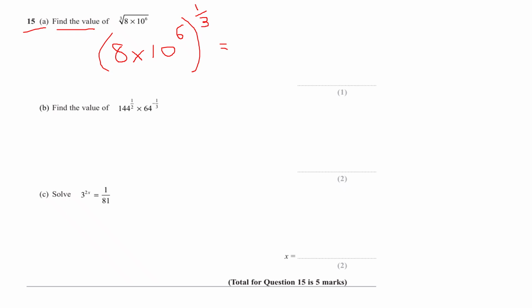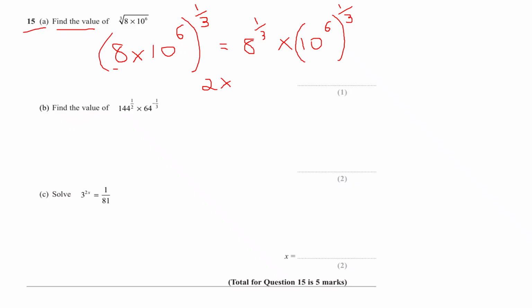What next? Well, I can split this up into 8 to the power of a third multiplied by 10 to the power of 6, all to the power of a third. So I'm raising each numerical value to the power of a third in my bracket. Power of a third means the cube root. So 8 to the power of a third is the cube root of 8, which is 2. So you have 2 times by.